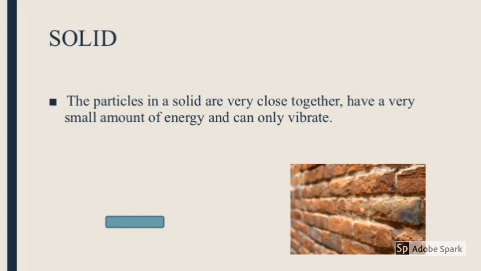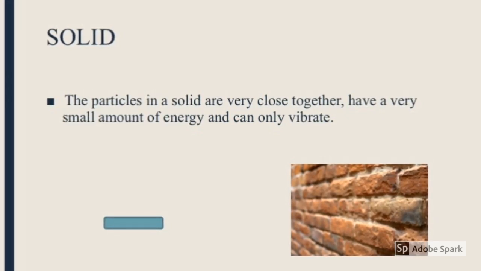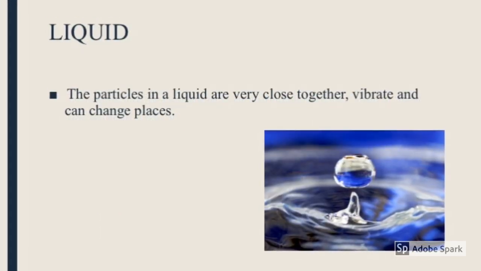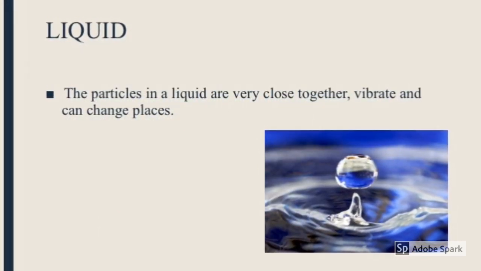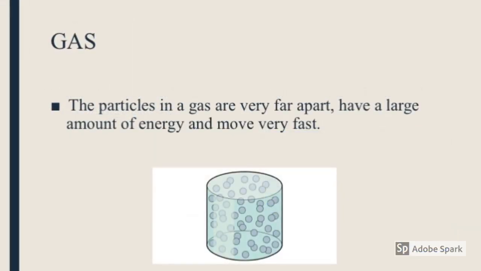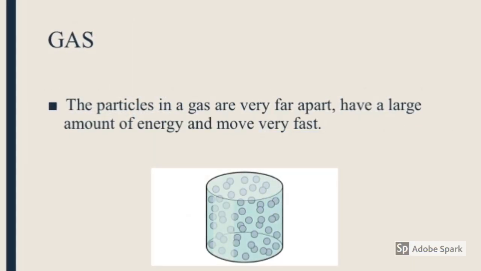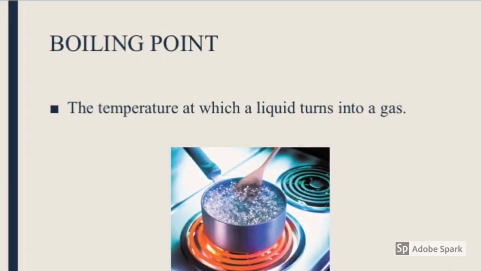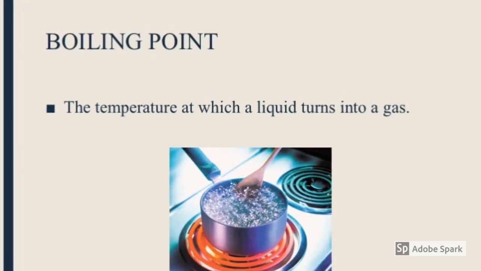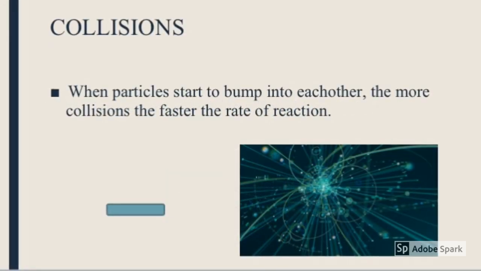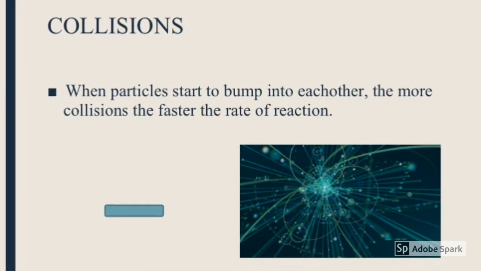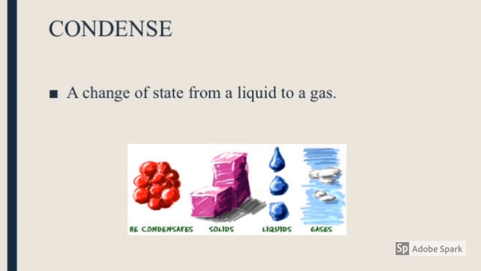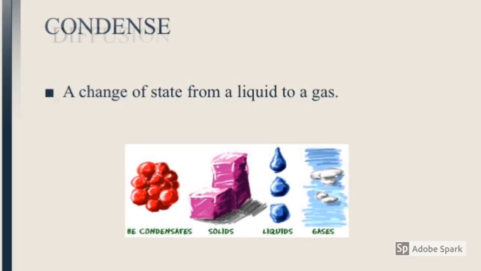Solid. The particles in a solid are very close together, have a very small amount of energy and can only vibrate. Liquid. The particles in a liquid are very close together, vibrate and change places. Gas. The particles in a gas are very far apart, have a large amount of energy and move very fast. Boiling point. The temperature at which a liquid turns into a gas. Collisions. When particles start to bump into each other, the more collisions, the faster the rate of reaction. Condense. A change of state from a liquid to a gas.